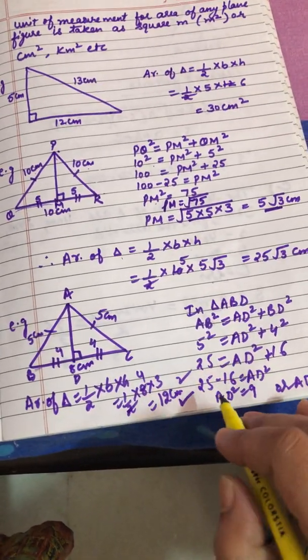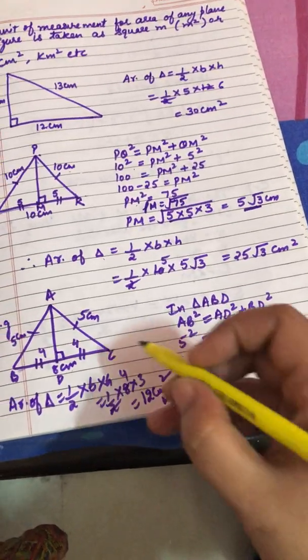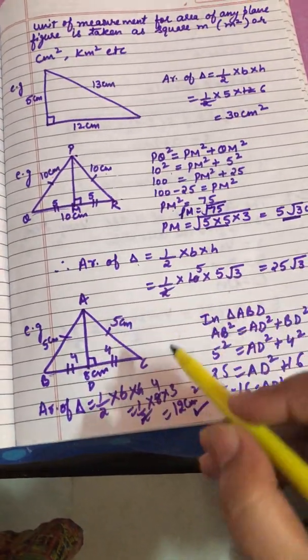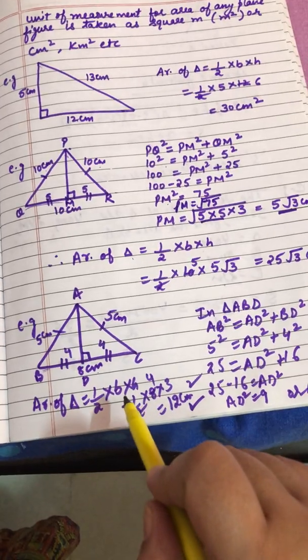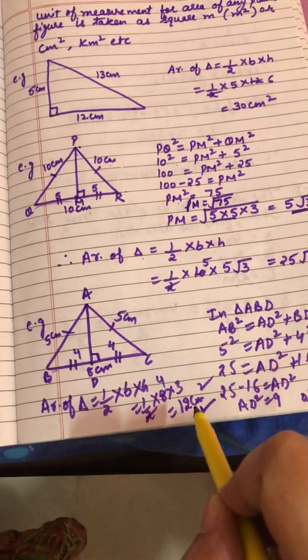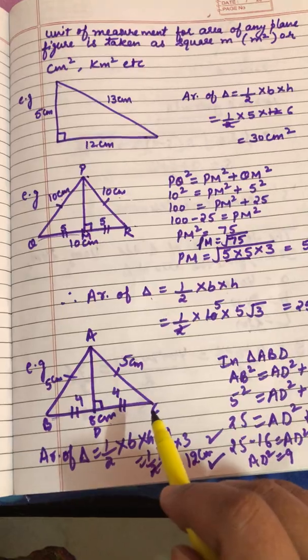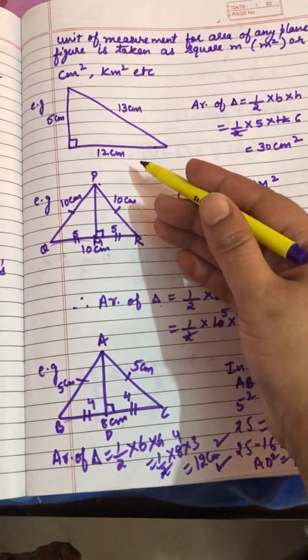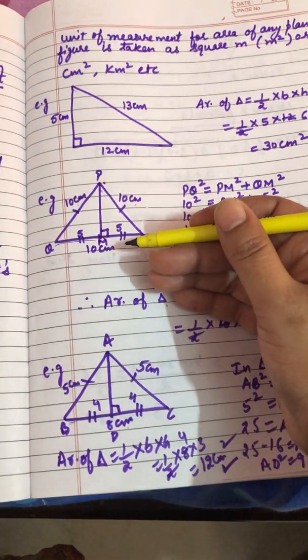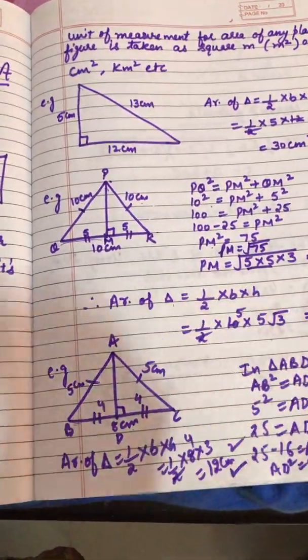After putting the values, we will get AD as 3 centimeter. So we get the height as 3 centimeter. Now put the value of base and height in this formula. We will get the area of triangle. So this is how we can solve area of right angle triangle, area of equilateral triangle, and area of isosceles triangle.